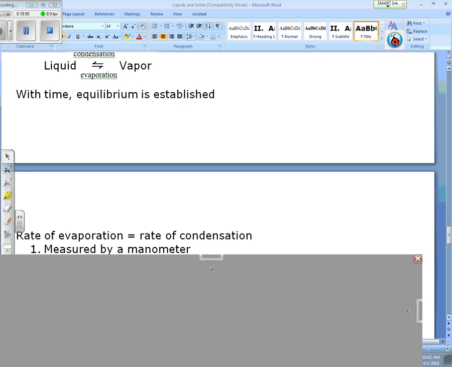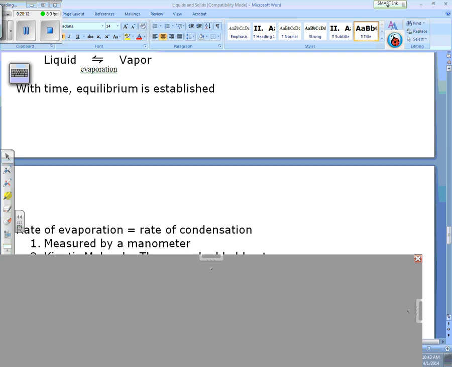with the different height of columns, but we don't necessarily deal with that in this class. Now, that measures vapor pressure. What measures atmospheric pressure? Barometer. A barometer measures atmospheric pressure. A manometer measures vapor pressure. So make sure you have those straight.